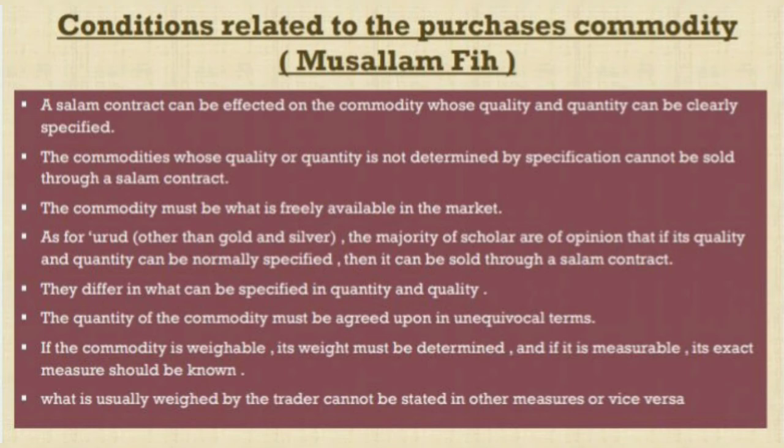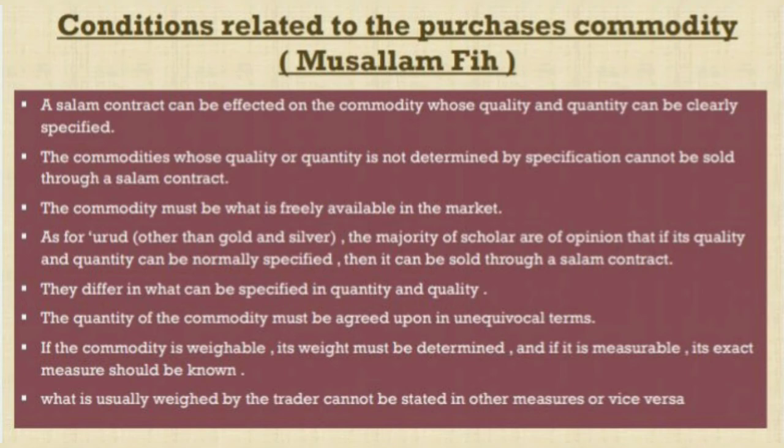The second one is, the commodities whose quality or quantity is not determined by specification cannot be sold through a salam contract. Maksudnya, komoditi yang kualiti dan kuantitinya tidak ditentukan oleh spesifikasi tidak boleh dijual melalui kontrak salam. Maksudnya, salam ni dia mesti jelas. Apa yang kita nak jual tu mesti jelas. Kualiti dengan kuantiti yang kita nak jual tu.